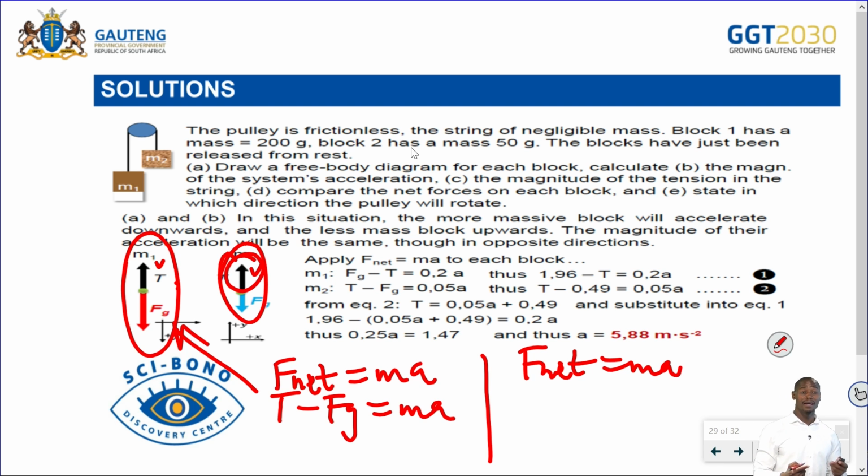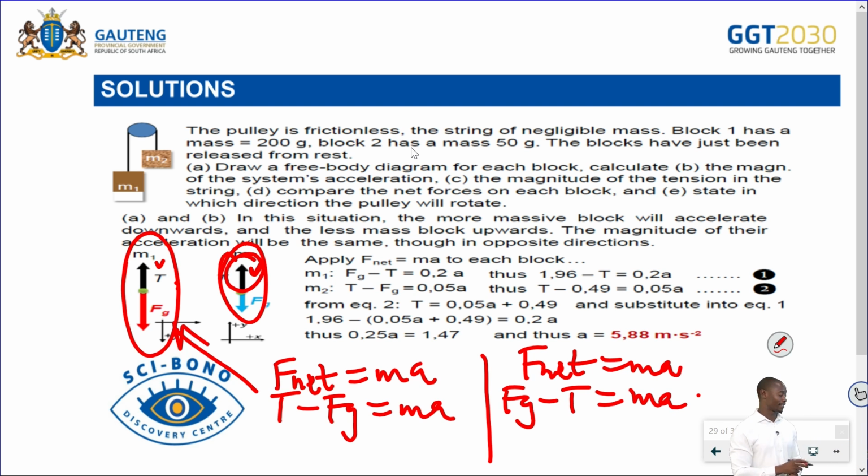Tension should be negative in one object, and in another object it should be positive, because tension acts in opposite directions, but the magnitude is the same, right? So which means that here, I'm forced to take up as negative. So it would be Fg minus tension equals ma. This is very, very important, learners. See, my T here is positive, but T here should be negative. So please be careful.